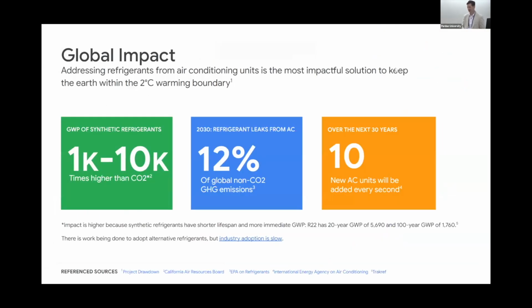Okay, this is probably preaching to the choir here. On global impact, the global warming potential of refrigerants is 1,000 to 10,000 times more potent than CO2. There's a huge amount: 12% of refrigerant leaks come from ACs, which is a huge percentage of all non-CO2 greenhouse gas emissions. And over the next 3 years, we're going to be adding more and more ACs as the temperatures increase, so this problem is only going to get worse globally.